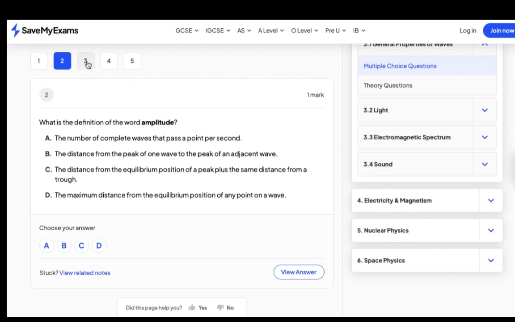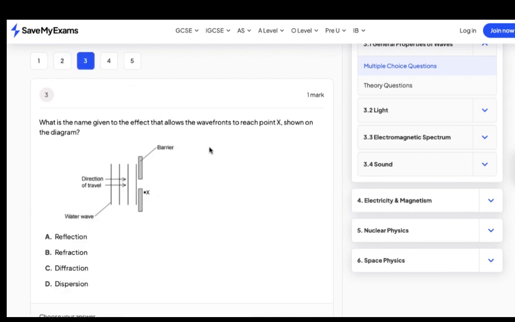Now let's move to the next question. Okay, let's take a look at this question. It says, what is the name given to the effect that allows the wavefront to reach point X shown on the diagram?